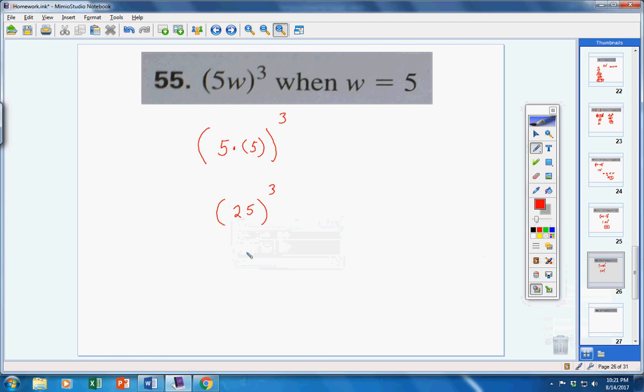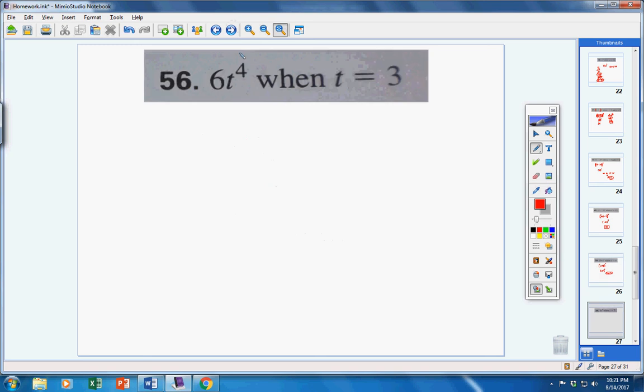Now remember, students, these were the ones on your homework that I said you could use a calculator, okay? So 25 to the 3rd power. With a calculator, take 25 times 25 times 25, and you will get 156,000, or excuse me, 15,625. Alright. Number 56. Now look at the difference, please, students.